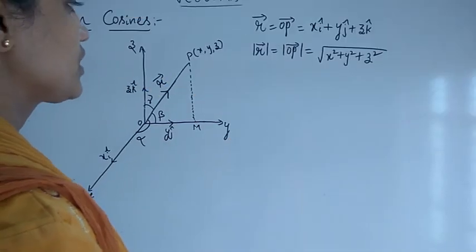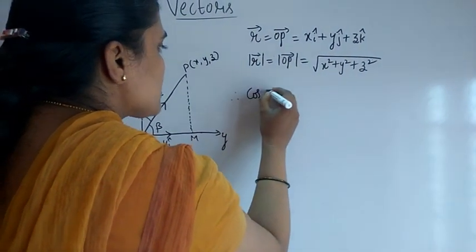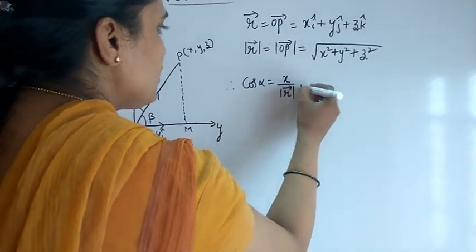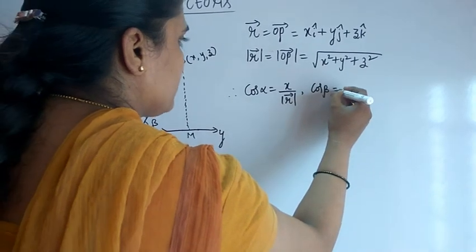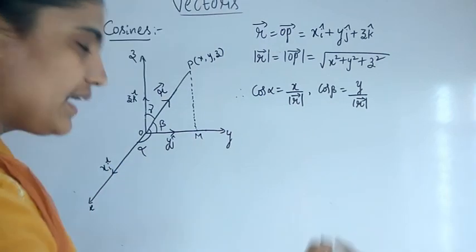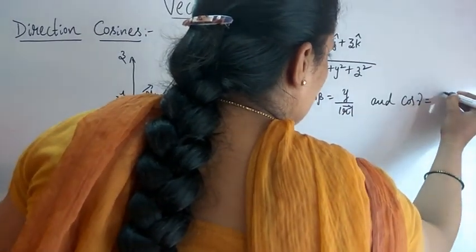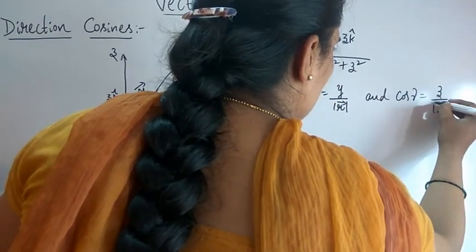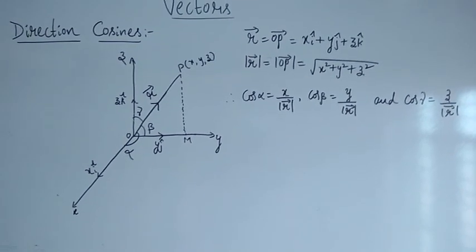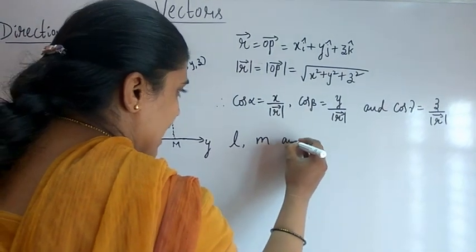Okay, so therefore the direction cosines are cos alpha equals x by magnitude of r vector, cos beta equals y by magnitude of r vector, and cos gamma equals z by magnitude of r vector.